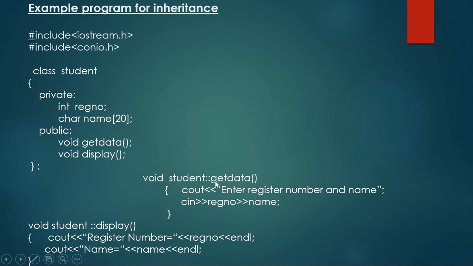Next, this get data. How to define this get data? We are defining this get data function outside the class using the scope resolution operator. In this get data function, we are inputting the register number and name. The display function is also defined outside the class with the scope resolution operator. In this display function, we are printing the register number and name.